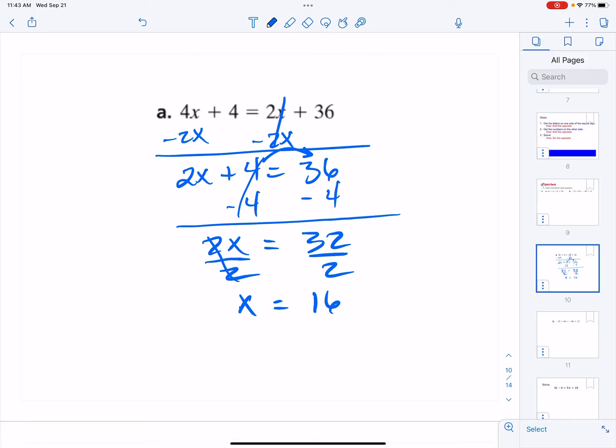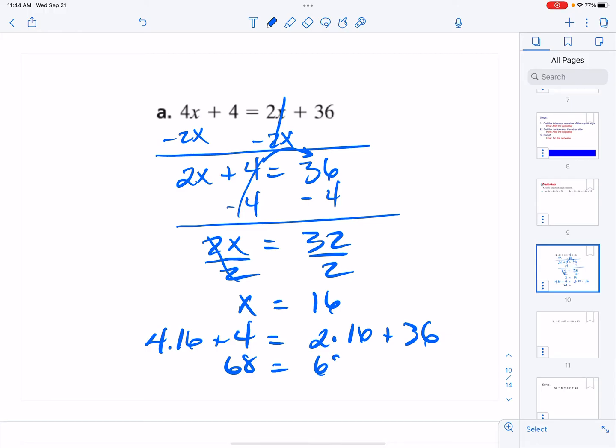So if I were to plug that value back in, you'd end up with 4 times 16 plus 4 is equal to 2 times 16 plus 36. And you do the math, and you will find out that they are equal. So let's see, 4 times 16 gives me 64. Plus 4 gives me 68. 2 times 16 gives me 32. Plus 36 also gives me 68. So we find out that it really does work.